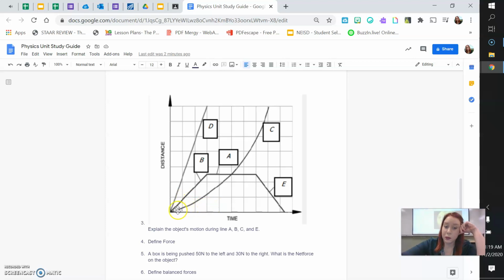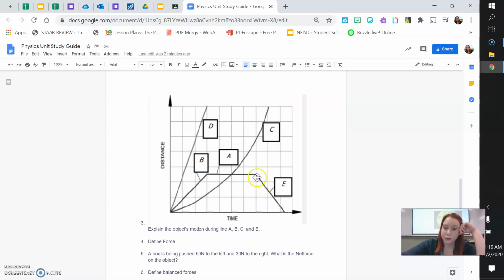Line C, we're starting off with a lower slope, but as we continue up line C, the slope starts to get very, very steep. And if you remember, the steeper the slope, the faster the speed, right? So the slope didn't start off being steep, but then it starts getting very steep, and it makes the line curve. So this is what we call an increasing speed.